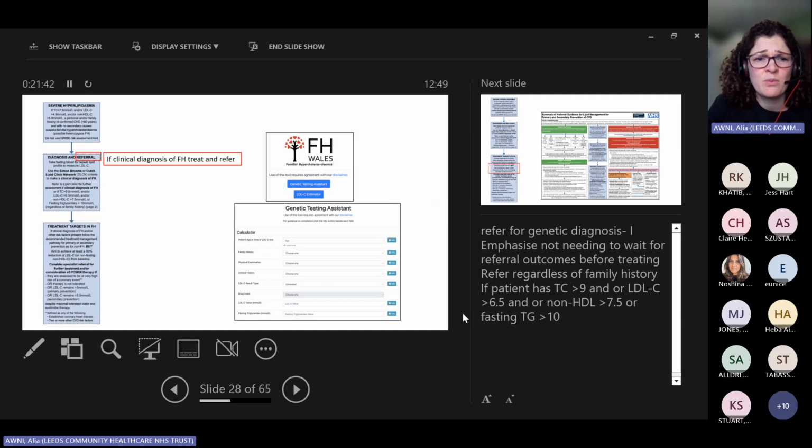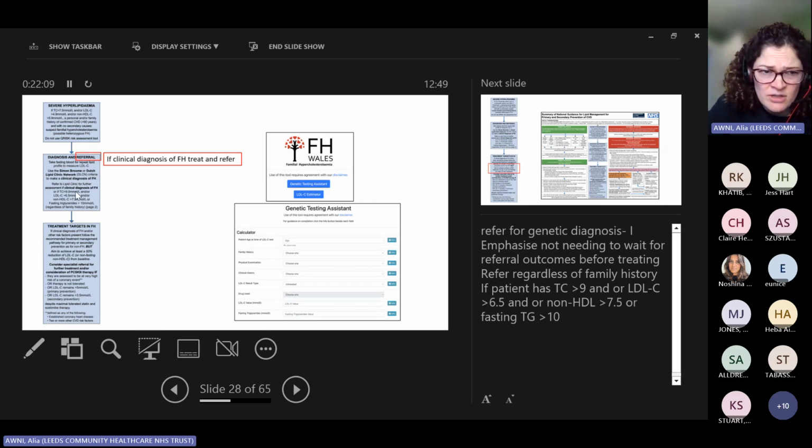So over here we confirm that we have a clinical diagnosis of possible, probable or definite FH. What we recommend is treating them and then referring them to the lipid clinic. I emphasize that we treat them first and we don't wait for the clinic outcome results, as it could be time consuming, and it's very important to treat them as soon as possible.